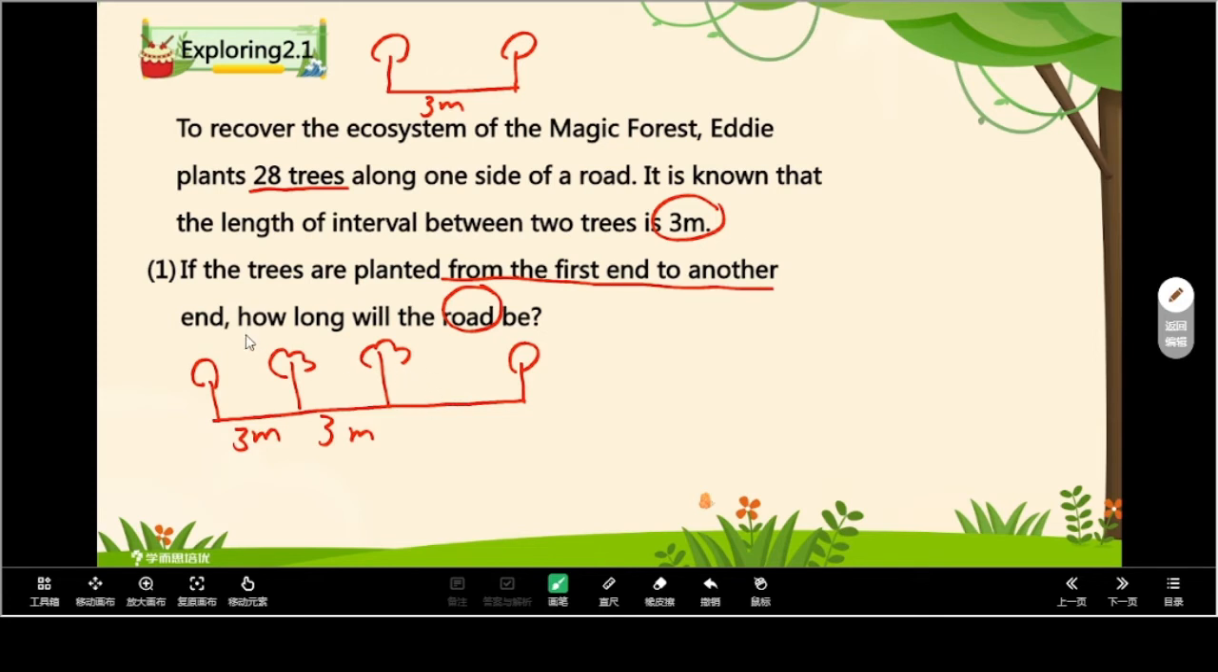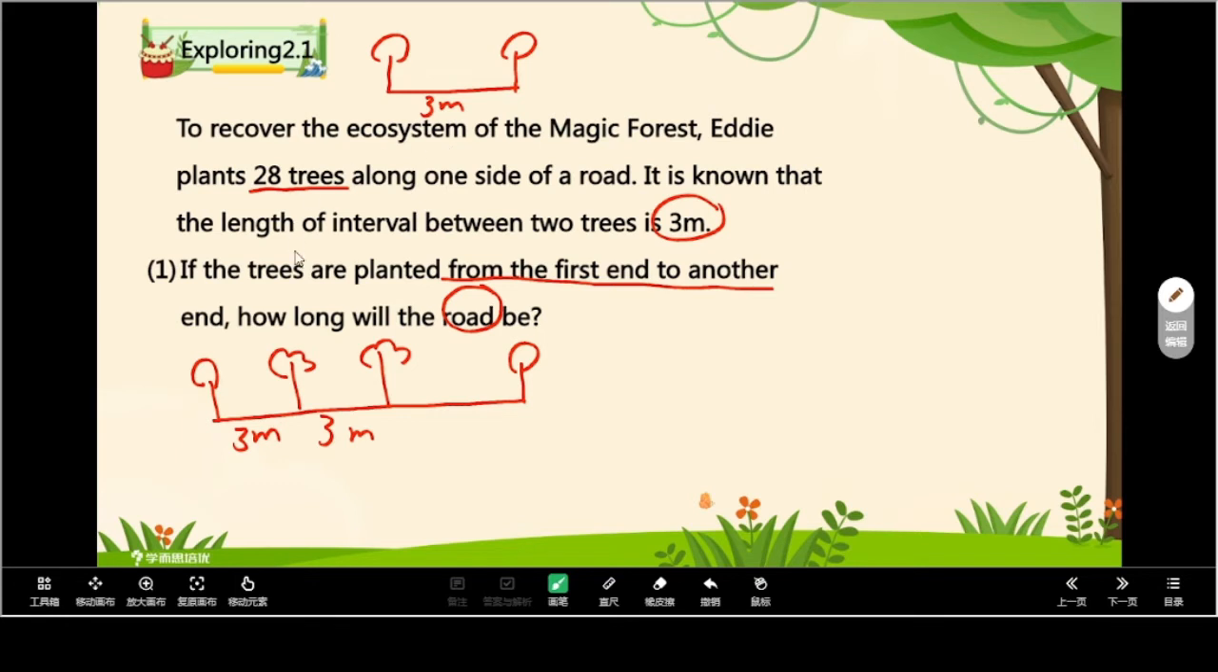If we want to calculate the total length of the road, we need to calculate how many 3 meters, how many intervals are there. Remember, this 3 meters is talking about the interval. But did the question tell us the number of intervals? No. But Helen reminds you a method to do this. We have already known the number of trees, right? Do you know the relationship between trees and intervals?